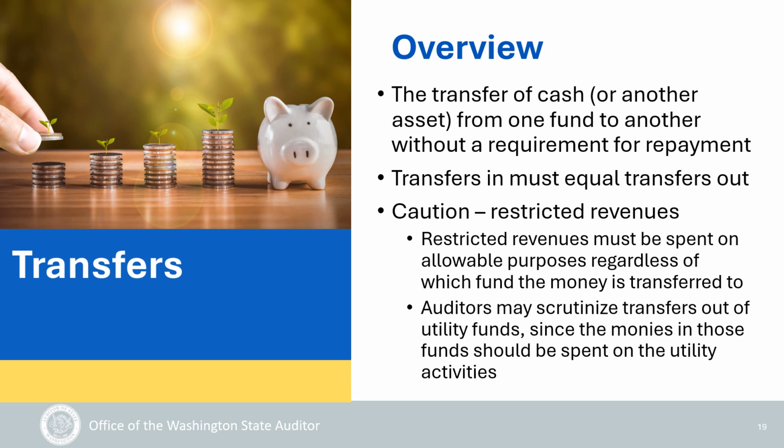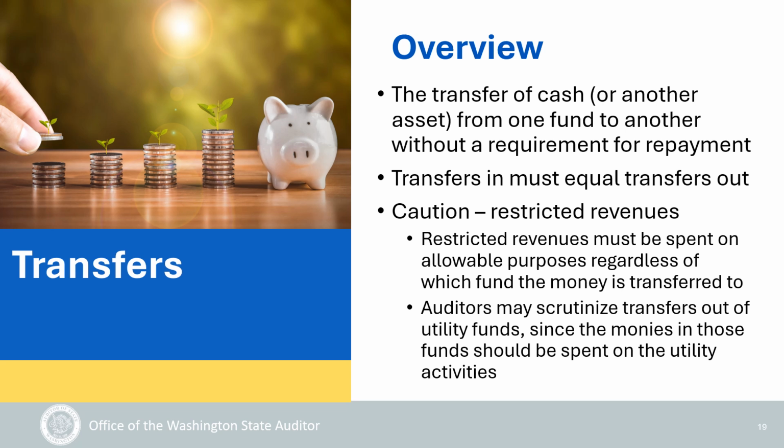Now a caution about restricted revenues. Restricted revenues must be spent on allowable purposes regardless of which fund the money is transferred into. For example, let's say a government receipts lodging tax into a special revenue fund. Lodging tax is restricted by state law and must be spent on promoting tourism. If the government transfers lodging tax out of the special revenue fund and into the general fund, they still have to make sure that money is spent on promoting tourism.